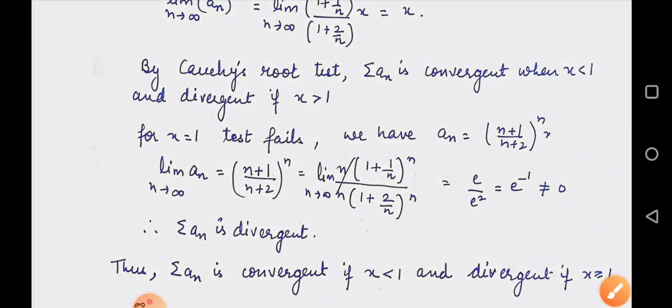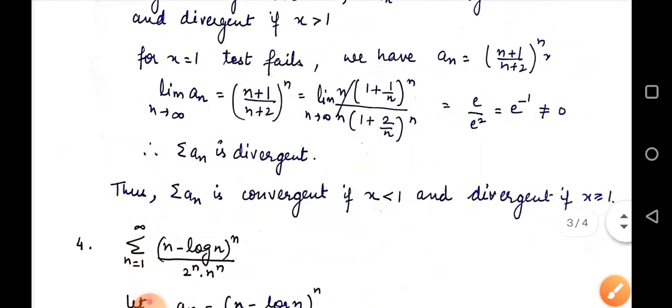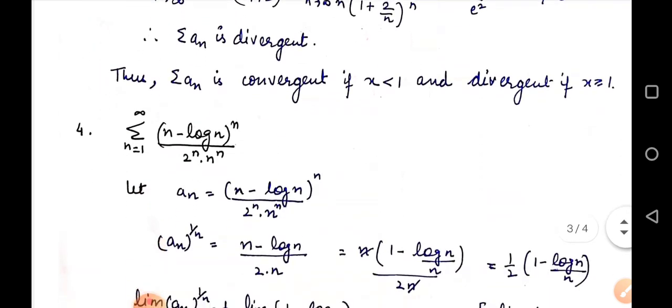So summation an is convergent if x is less than 1 and divergent if x is greater than or equal to 1. Next question is summation n1 to infinity n minus log n to the power n upon 2 to the power n to the power n. अब यहाँ पे भी आपके पास n की पावर्स में n है, so we will prefer Cauchy root test.